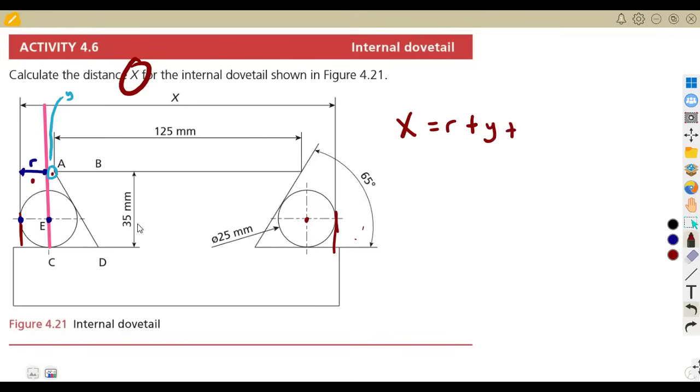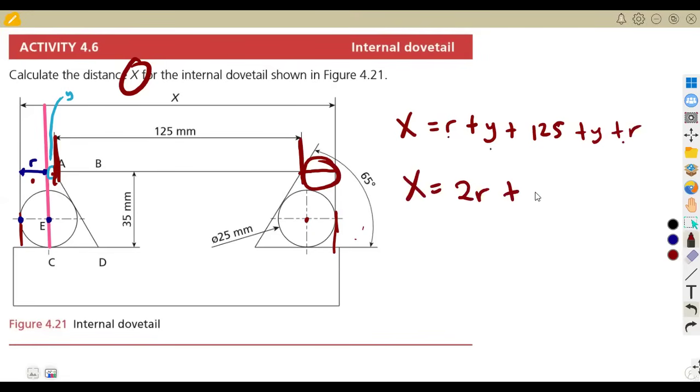That is y plus, all right, we are here at A. So at A, we are now considering the whole of this distance up to the end point. You're considering the whole of this 125. So you're going to add 125. You are now at this point. So this side here, it's a repetition of this side. So what are we having on that side? We have got y, and we also have the radius. So it's going to be y plus the radius. So at the end, x is equal to r plus y plus 125 plus y plus r, which is going to be 2r plus 2y plus 125.